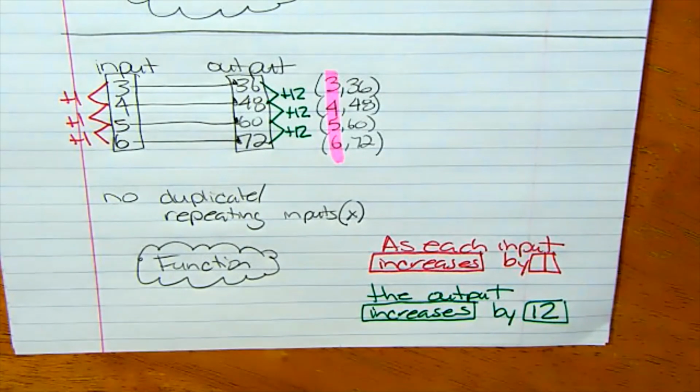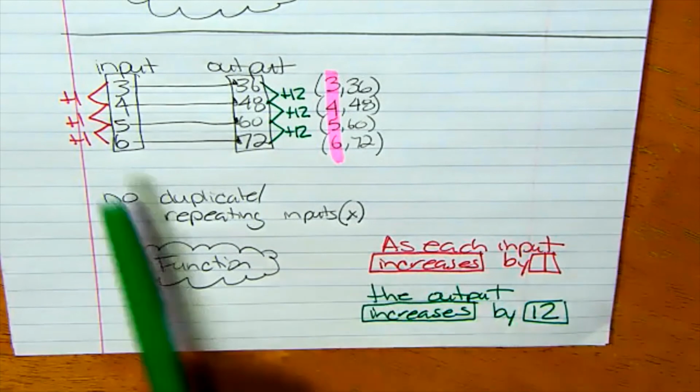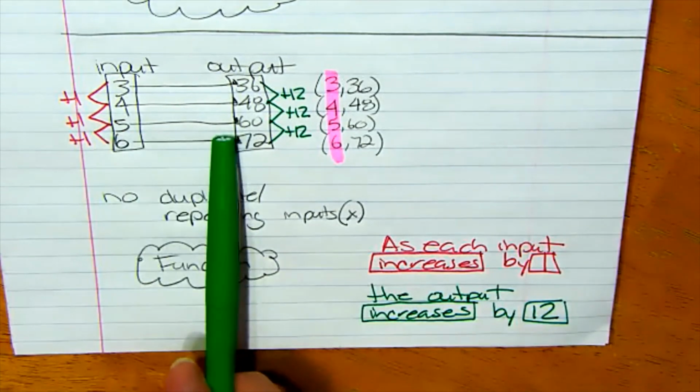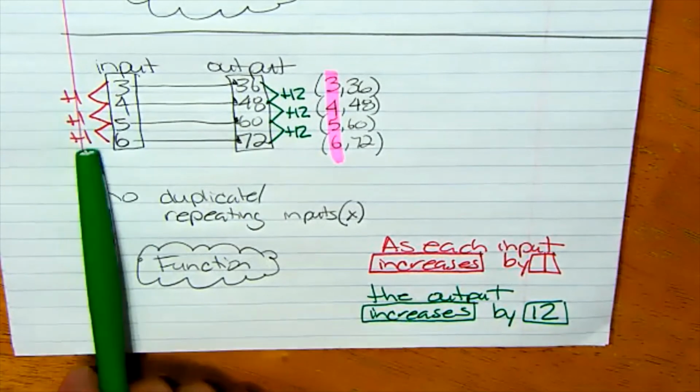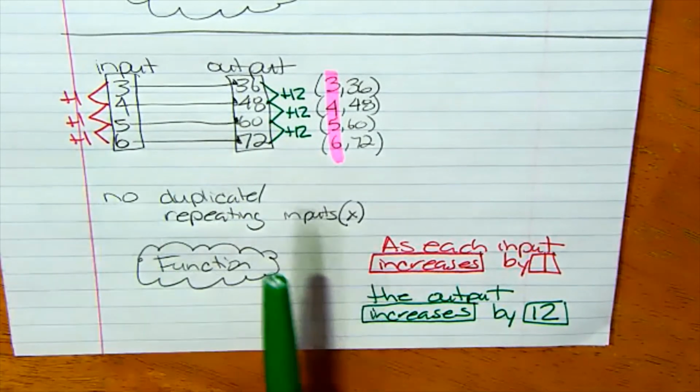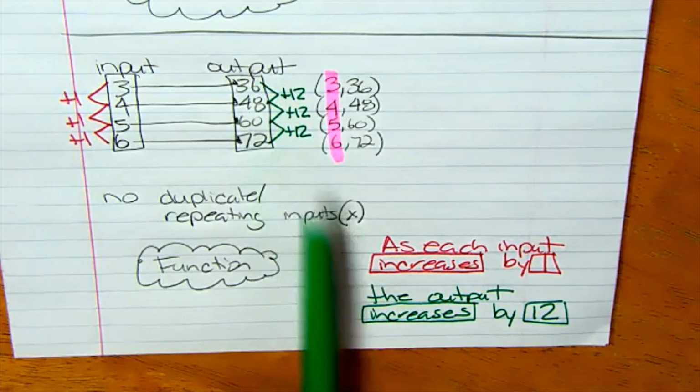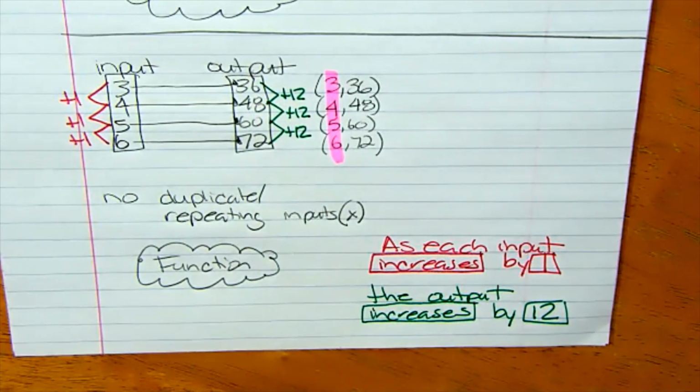So that's it for today's lesson. All we're doing is describing the mapping diagram. As my inputs either increase or decrease, by how many? The output increases or decreases, by how many?